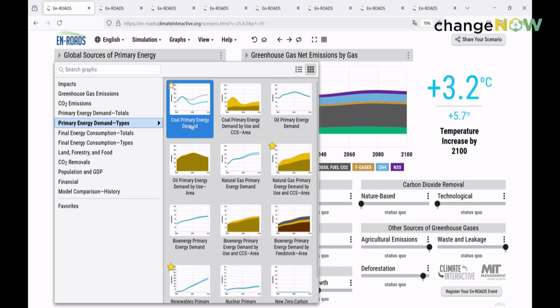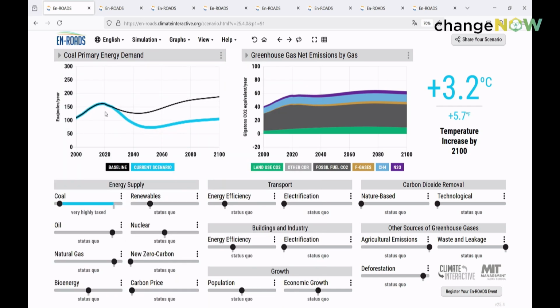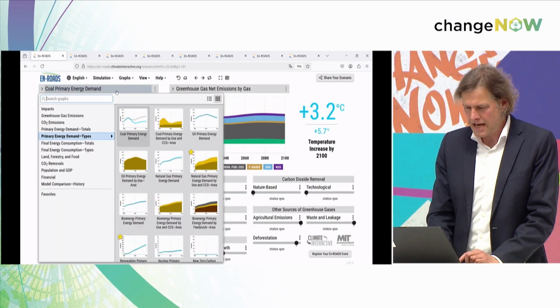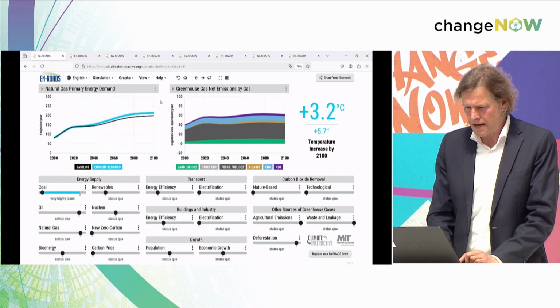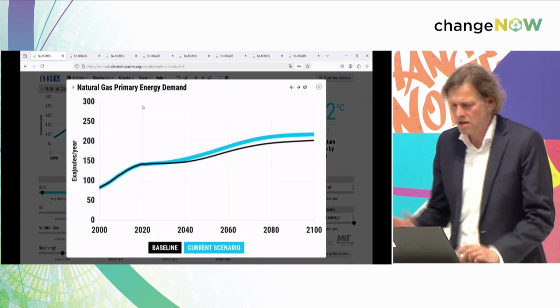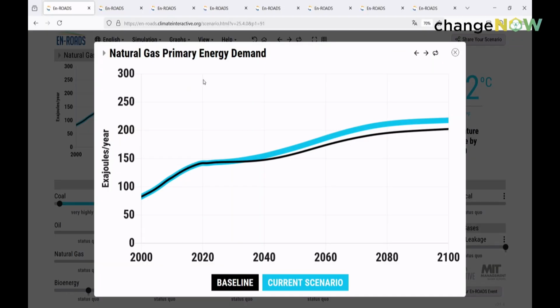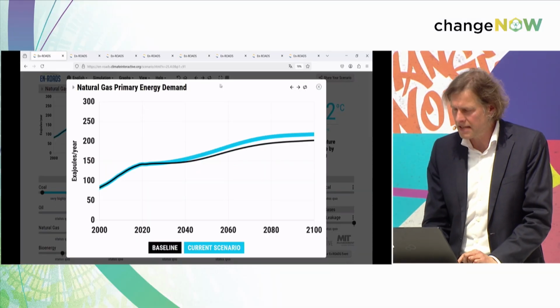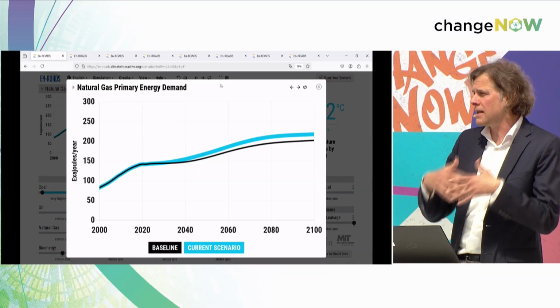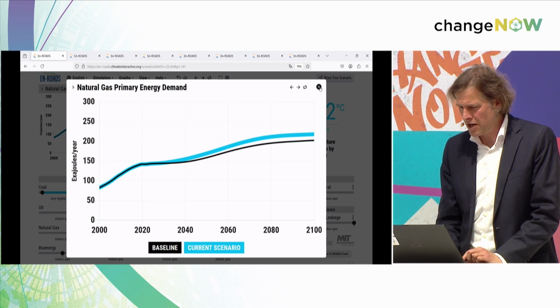Let's have a look whether this is really the case. Here we have less coal. And let's have a look at gas. Yeah, gas is up because it is substituting the coal, and it is emitting less carbon dioxide. So it could be good. But actually, there is less.